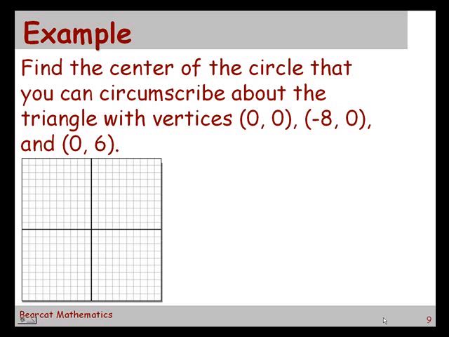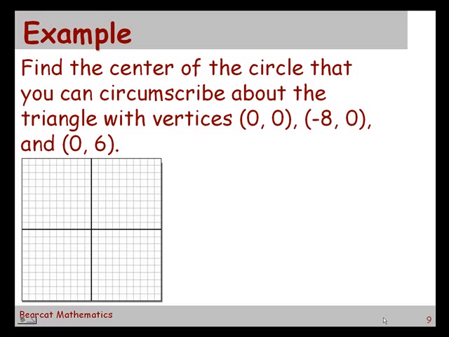This is a key slide right here. Find the center of the circle that you can circumscribe about the triangle with these 3 vertices: 0, 0, negative 8, 0, and 0, 6. So we've got these 3 points. We're going to plot them. Those 3 points are going to be the vertices of a triangle. We're going to try to find the center of the circle that would be drawn perfectly through those vertices. Okay? So we're going to have to find that circumcenter of the triangle.